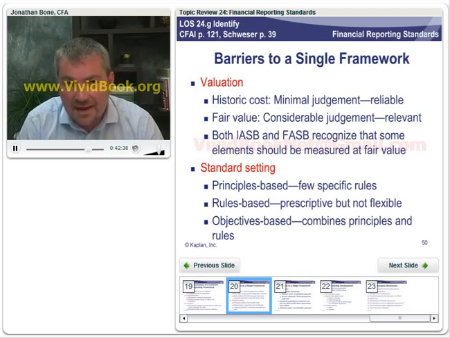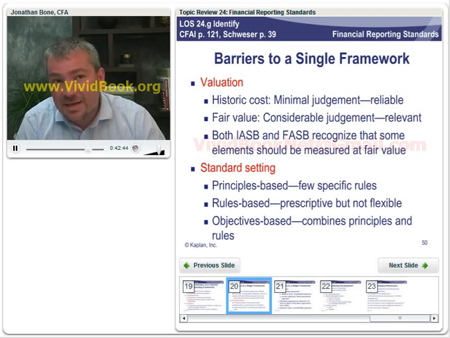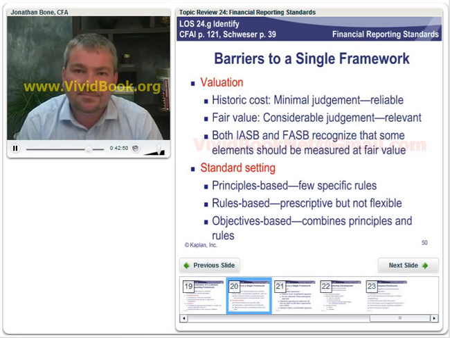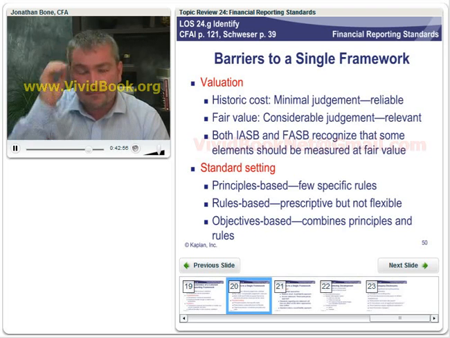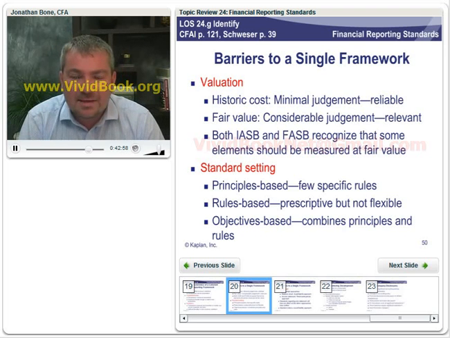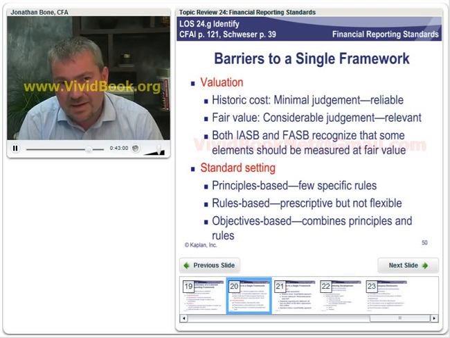Fair value essentially reports the cash flow generating ability of the asset, or what the asset could be exchanged for if it was sold, so it's far more relevant but far more subjective. Now again, IASB and FASB recognise that some elements should be measured at fair value. Again, remember, US GAAP typically says it should be only certain investments, and the ones we're going to see are available for sale passive investments and trading securities.